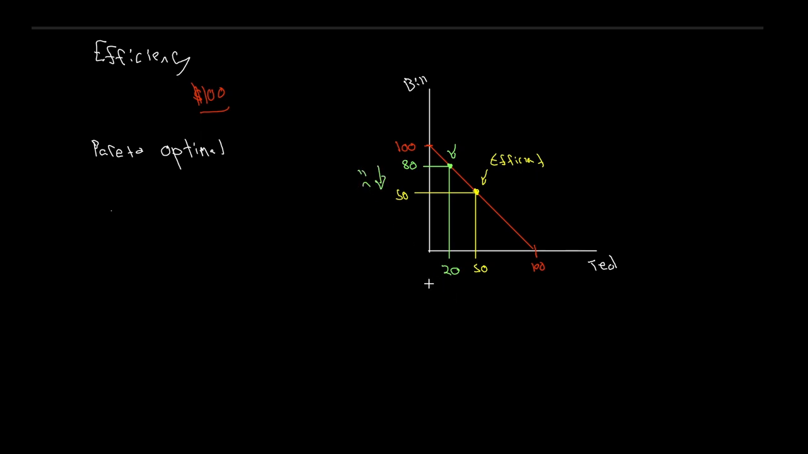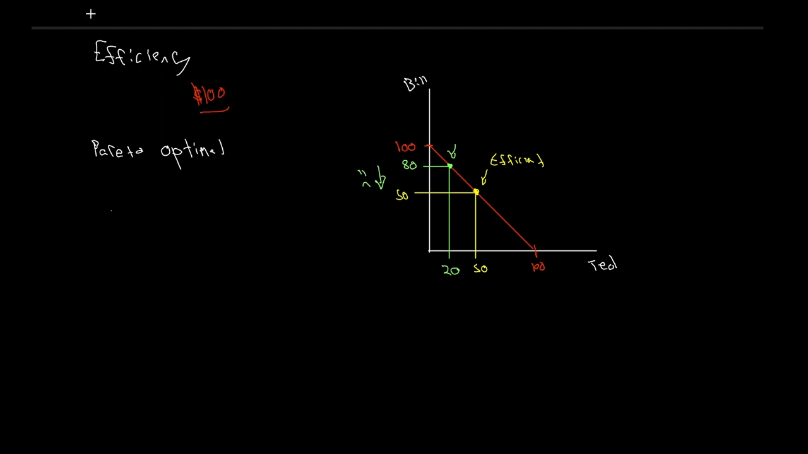So in that sense, in this example, wherever we end up as this initial distribution of how we split the $100 is going to be both an efficient outcome and a Pareto optimal outcome. And the reason that it has to also be a Pareto optimal outcome is that once we arrive there, there's no way to arrive at any other outcome without making either Bill or Ted worse off.